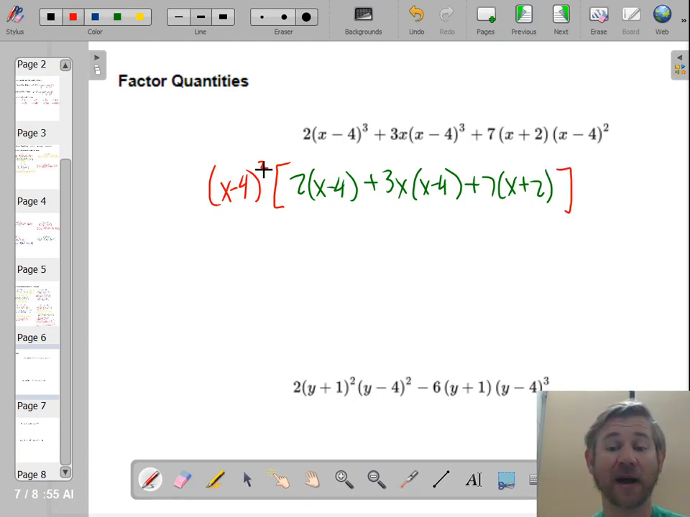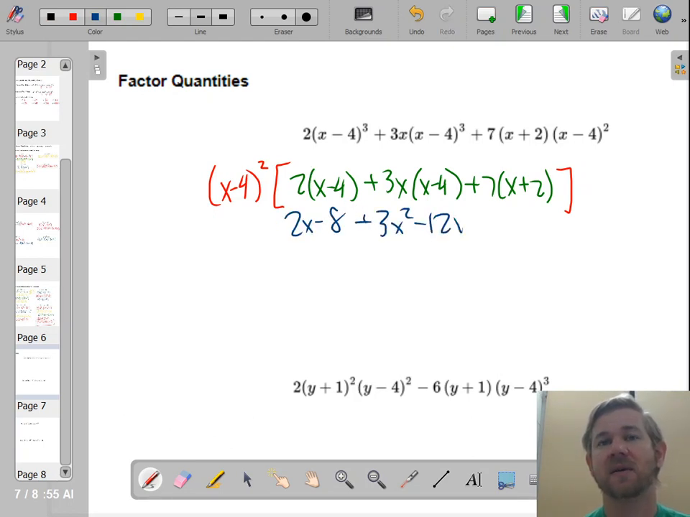What happens in these problems, though, is you end up with something that you're going to have to simplify, because sometimes this is going to end up being factorable in the end, and you're going to have to keep going. So these problems can get really lengthy. Let's distribute 2x minus 8 plus 3x squared minus 12x plus 7x plus 14. So I'm just using distributive property, and now I will combine like terms.